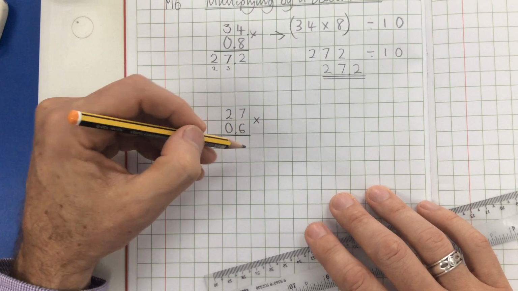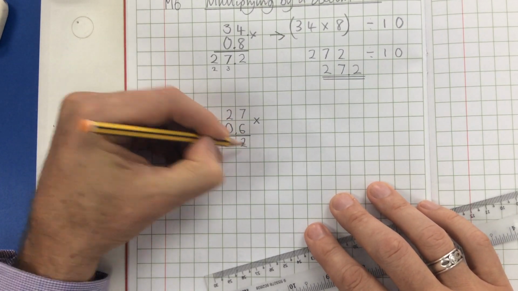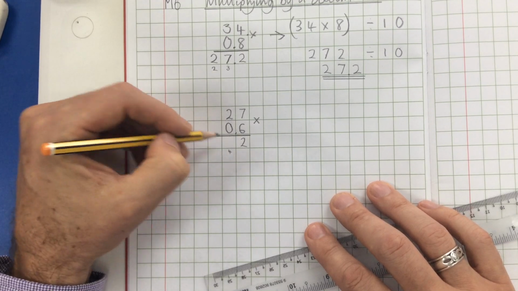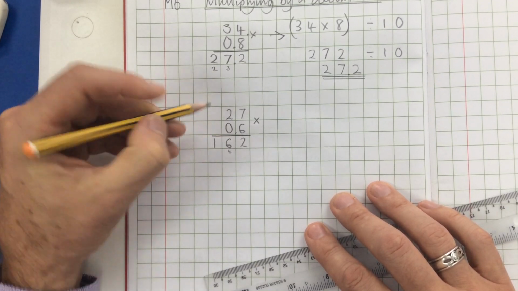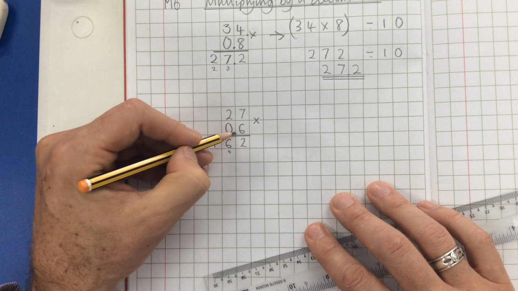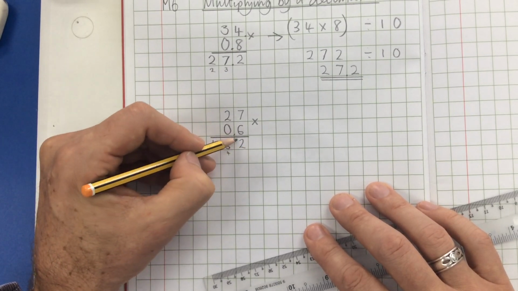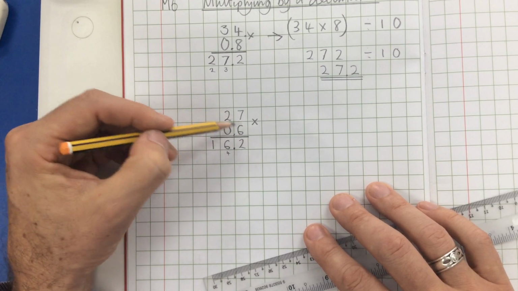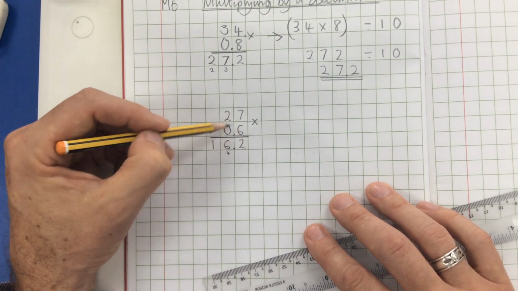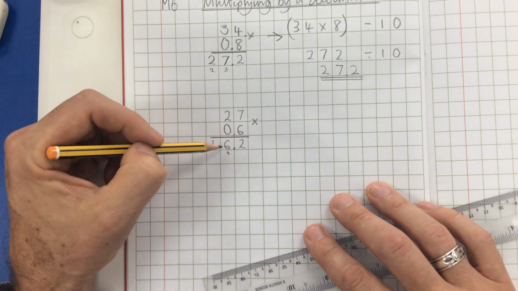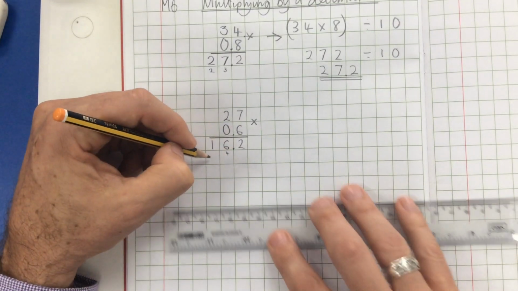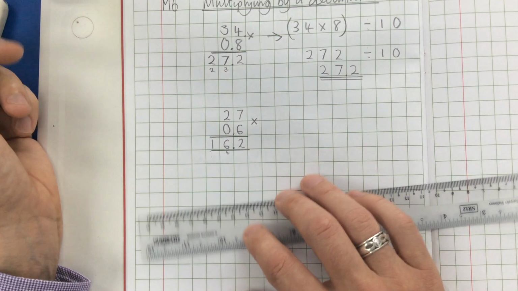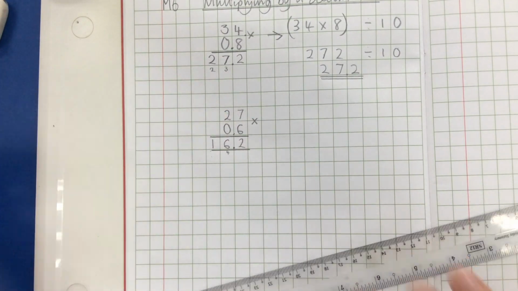6 times 7 is 42. 6 times 2 is 12, add 4 is 16. I've got one digit to the right of the decimal point, so I'm going to bring my decimal point back to there. And that seems about right, because 0.6 is about half. Half of 27 is 13, that's about right. So that is how you multiply a two-digit number by a decimal number.